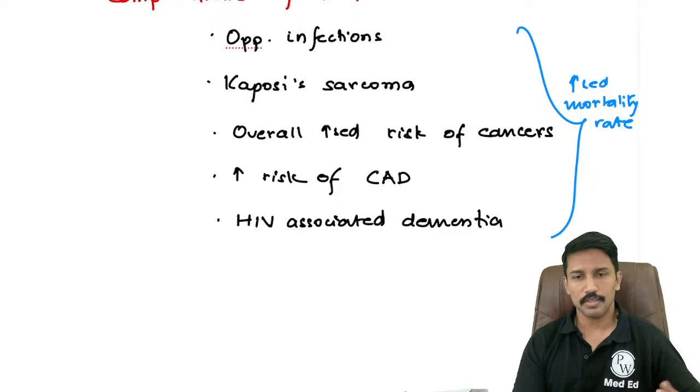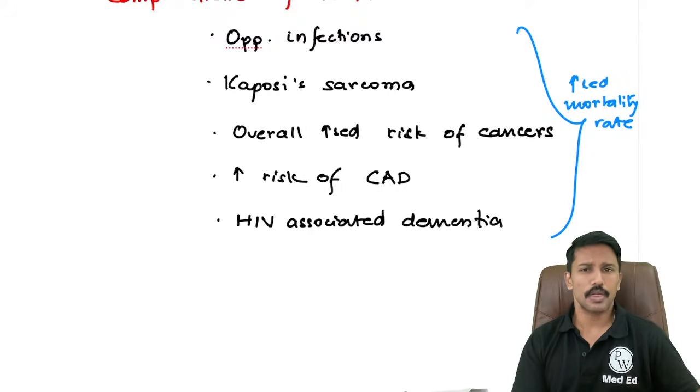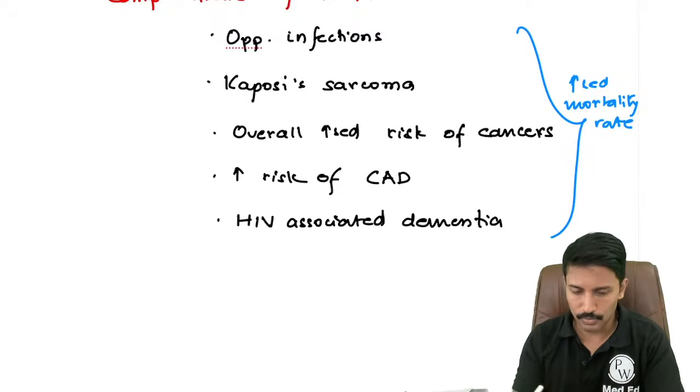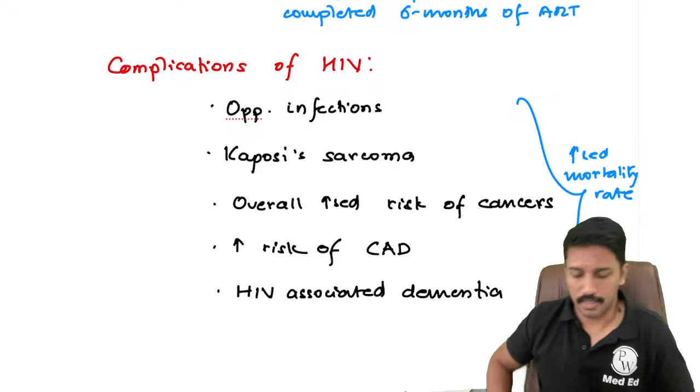But just 25-30 years back, like in the 90s, when someone was diagnosed with HIV, most of them used to die within a few months to a maximum of a few years. Nobody used to survive for a decade. So that is the advantage of modern medications.